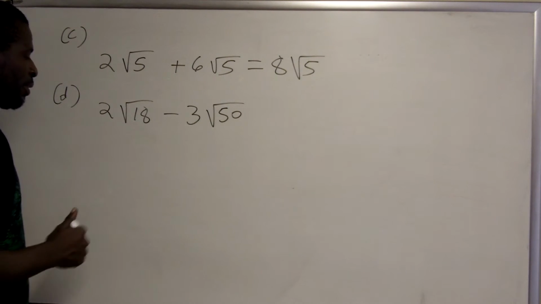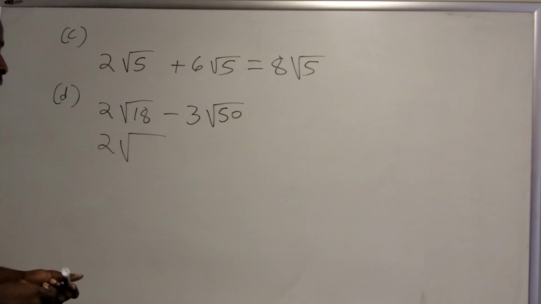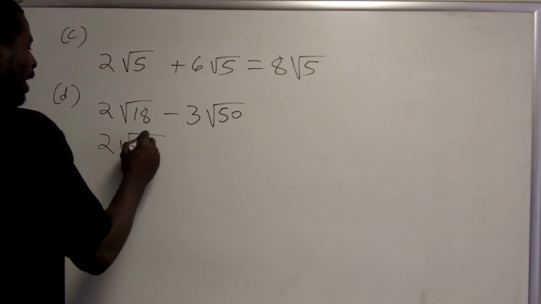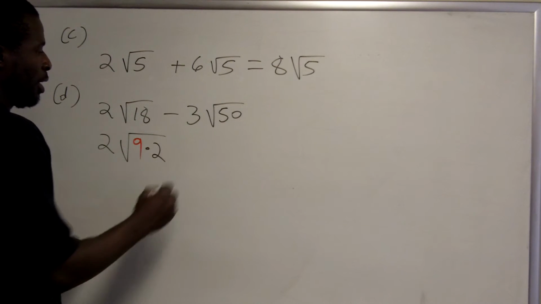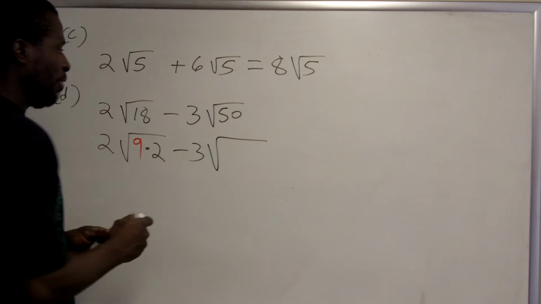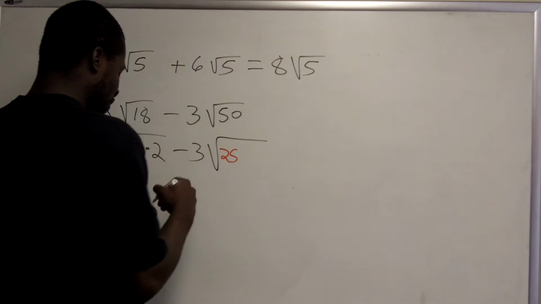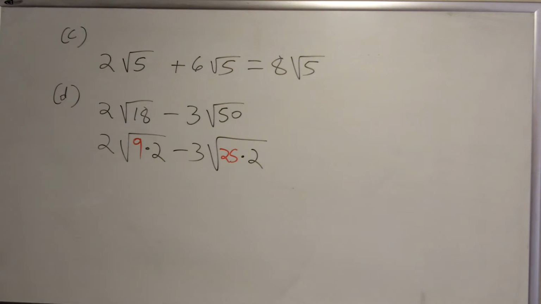So for this first radical, well, I need a perfect square that goes into 18. A perfect square that is a factor of 18 is 9. 18 is actually 9 times 2. I need a perfect square that's a factor of 50. Well, I know there's the number 25 that goes into 50, and 25 goes into 50 twice. So now I'm going to use the product rule and separate both of these radicals into 2 radicals.